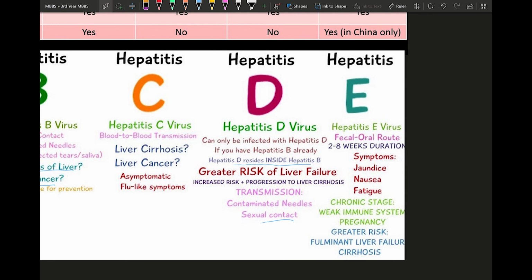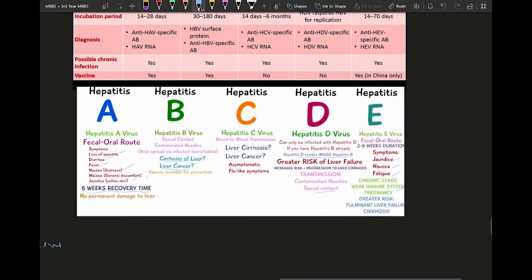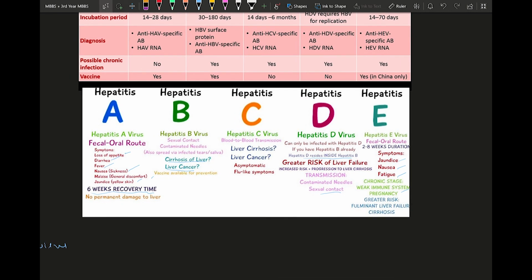Finally, hepatitis E. Again, it's transmitted fecal-orally, with jaundice, nausea, fatigue, and there's a weak immune system during pregnancy and greater risk of liver failure. So that would be all the important intestinal viruses. Hepatitis A and hepatitis E are the fecal-oral transmitted viruses, and those are the ones which you need to focus on when you're talking about intestinal infections.